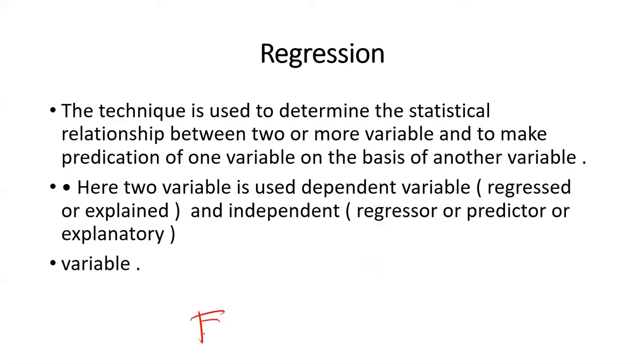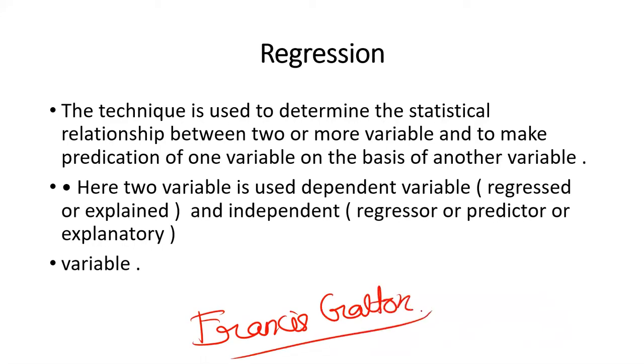The regression method was given by Francis Galton. Remember his name: Francis Galton was the person who coined the term regression. Regression is a technique used to determine the statistical relationship between two or more variables and to make a prediction of one variable on the basis of another variable. In regression we talk about only two basic things: cause and effect relationships, and prediction. Here the value of one variable is predicted by using another variable.